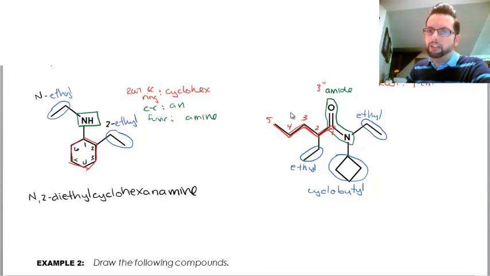Now for your suffix, I've got carbon-carbon single bonds, so this is going to be ane. And my functional group is an amide, which is always on carbon 1, so we don't need to, again, assign a locant, so this is just amide. Okay, so we're going to put this all together now.